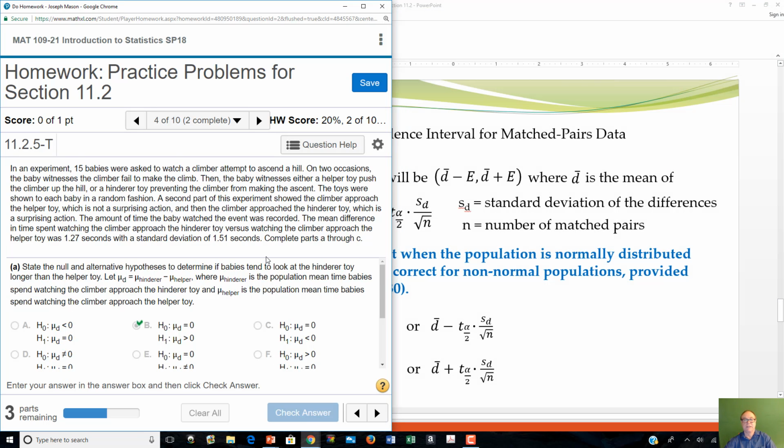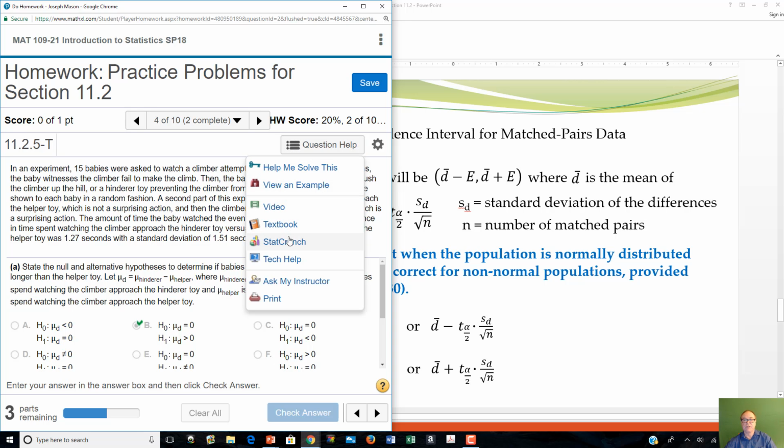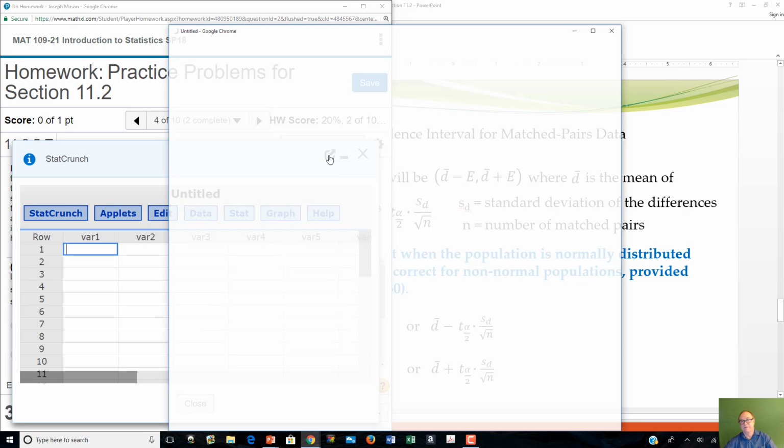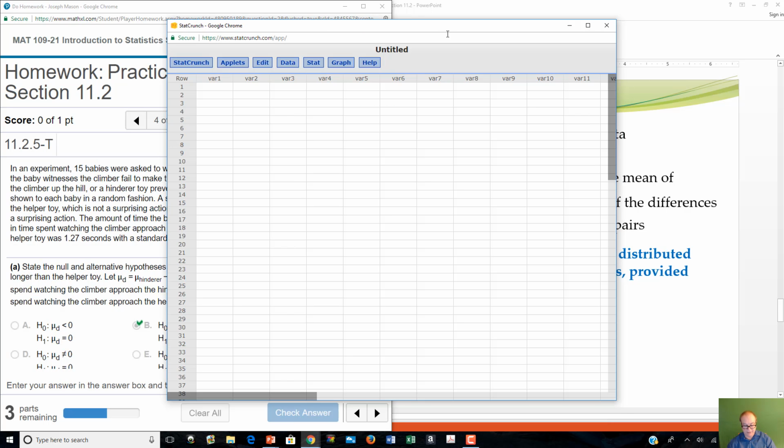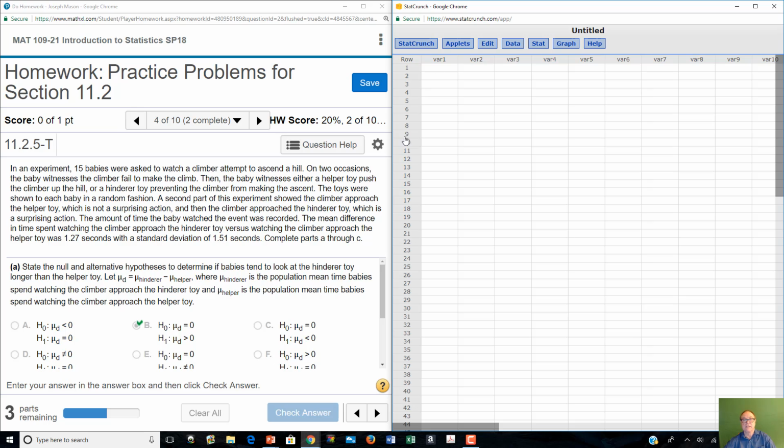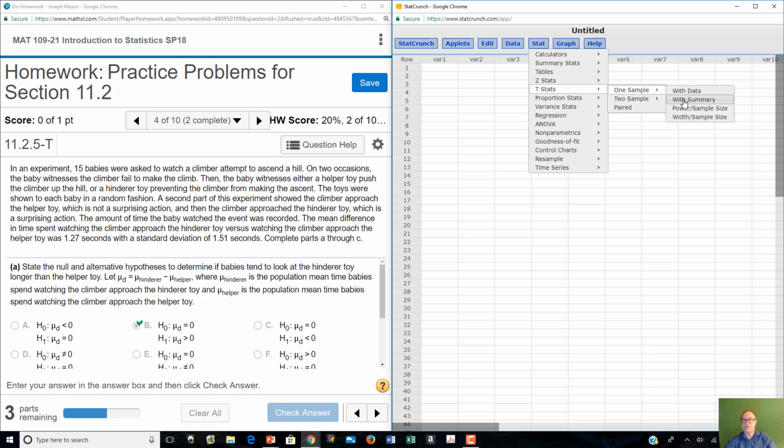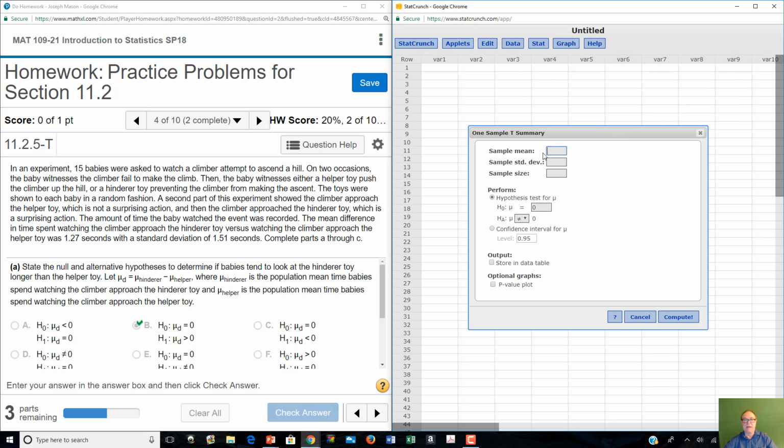Well, let me shrink this back down, pin it to the left. Let me close this. Now let me open up StatCrunch because I don't have data. Move it out, pin it to the right. Now, I'm going to run a t-test one sample with summary. What's the mean? Well, up here the problem told me the mean was 1.27. It told me the standard deviation was 1.51. The sample size, up here at the very beginning, was 15 babies. So sample size is 15.